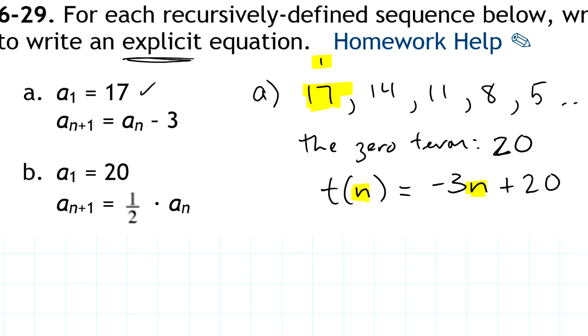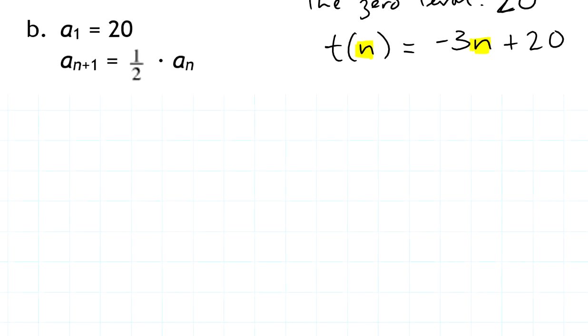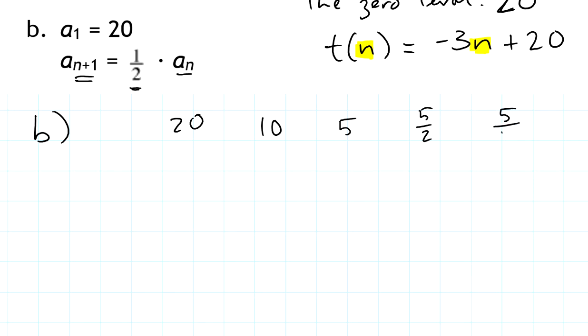So for B, let's just slide this down a little bit. There we go. So for B, the first term is 20. And then this says, in order to get to the next term in the sequence, you're going to take 1/2 of the current term. So I'm at 20, half of that would be 10, half of that would be 5, half of that would be 2.5, or maybe you just call it 5/2. Half of that would be, to be honest, I would call it 5/4. Half of that would be 5/8.